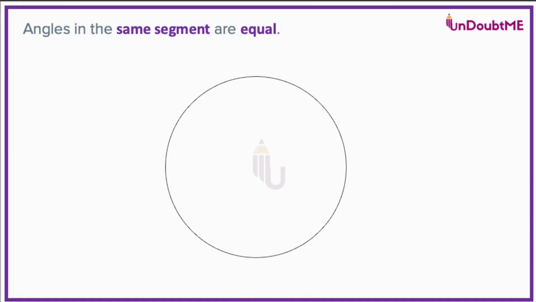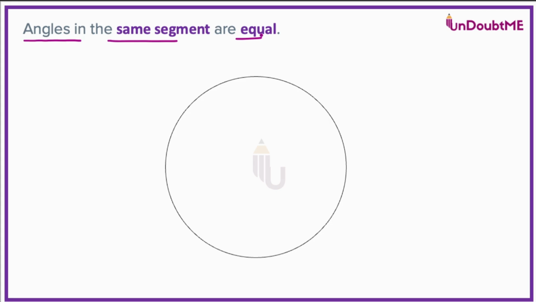In this video, we will be discussing the explanation of our first circle theorem, which is angles in the same segment are equal. There are a total of 8 circle theorems and you can expect to get videos for all 8 in the upcoming time. This is the first one.